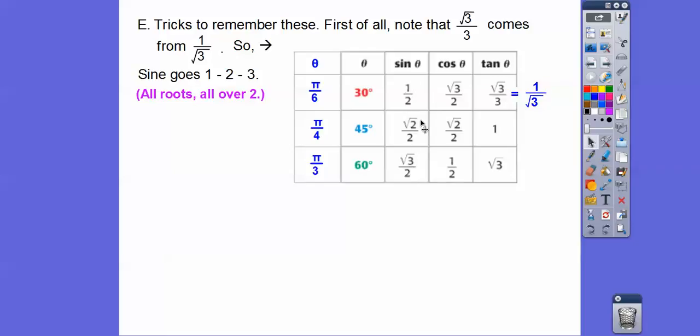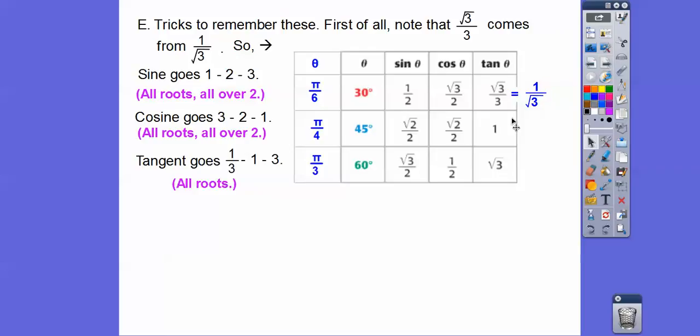Look at the cosine. They go 3, 2, 1. So the cosine follows the pattern 3, 2, 1, all square roots. And then the tangent follows the pattern root 1 over root 3... I mean, 1 over root 3, 1, root 3, and they're all roots. The square root of 1 is 1. So 1 over root 3, 1, root 3. Those are the gimmicks that I do on that.